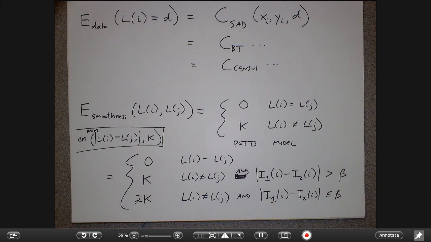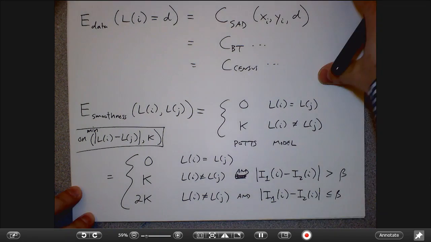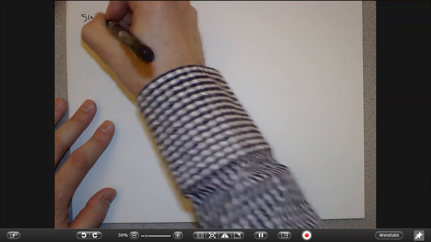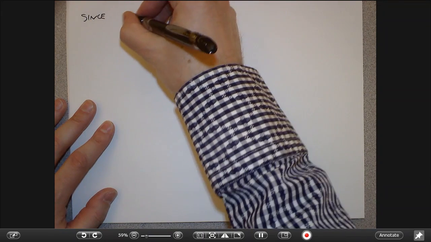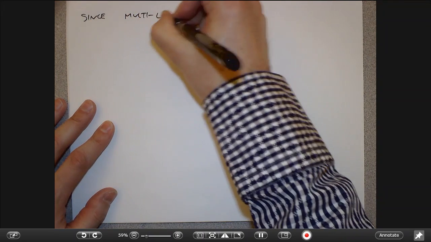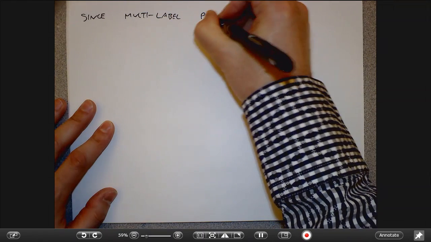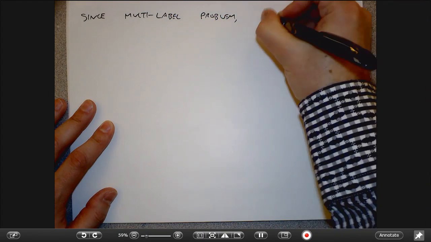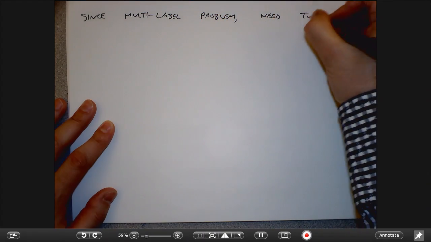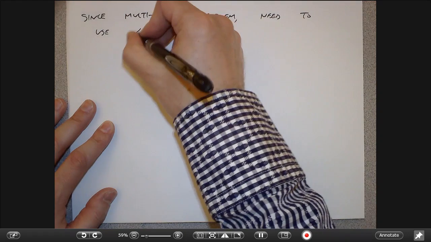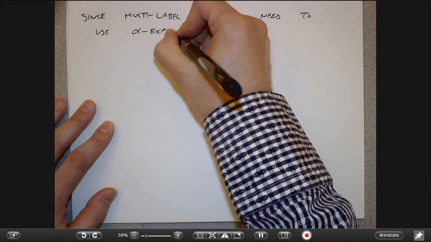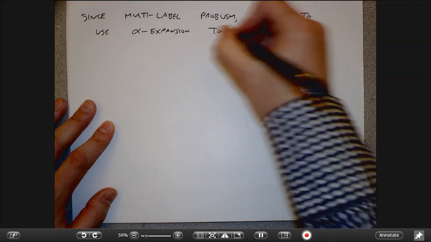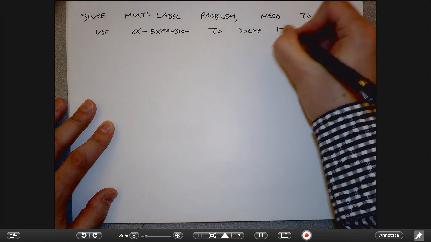Now, one thing I'll say is that, again, to solve this problem, since basically it's a multi-label problem, we need to use alpha expansion to solve it with graph cuts.